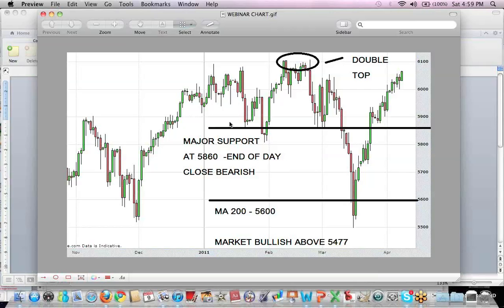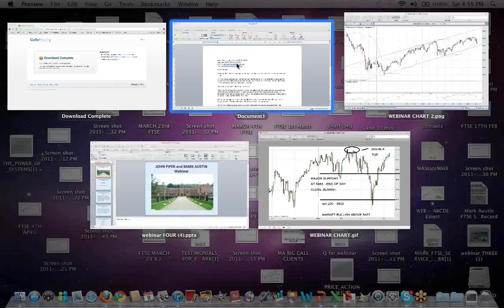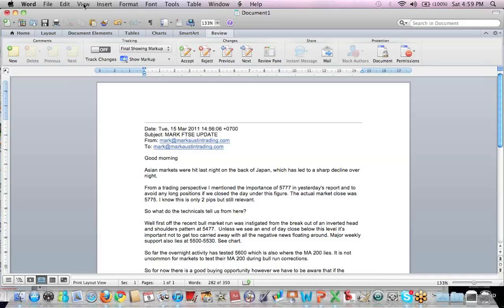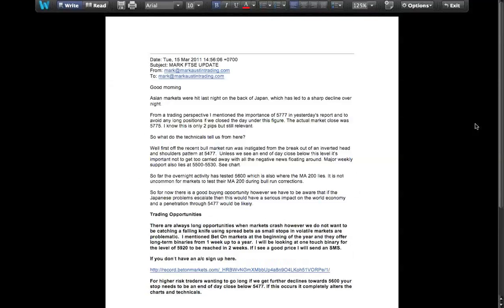Okay, so we'll now go back to the actual report and the day I was issuing this. So that's what I was looking at to begin with. So I'm expecting the decline, and I'm looking at buying opportunities. So the decline starts on the 15th of March.